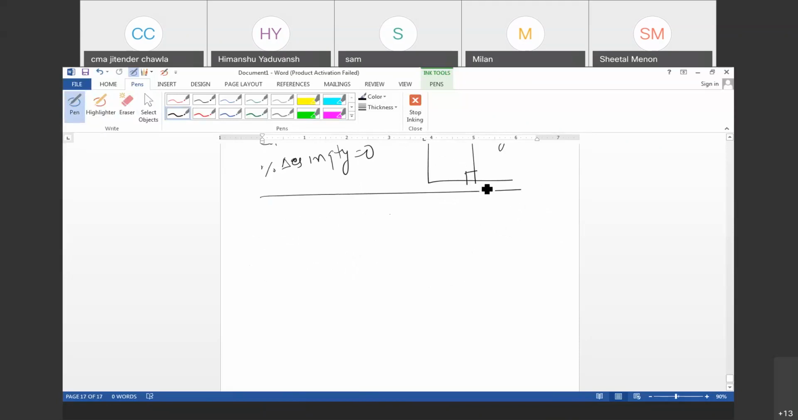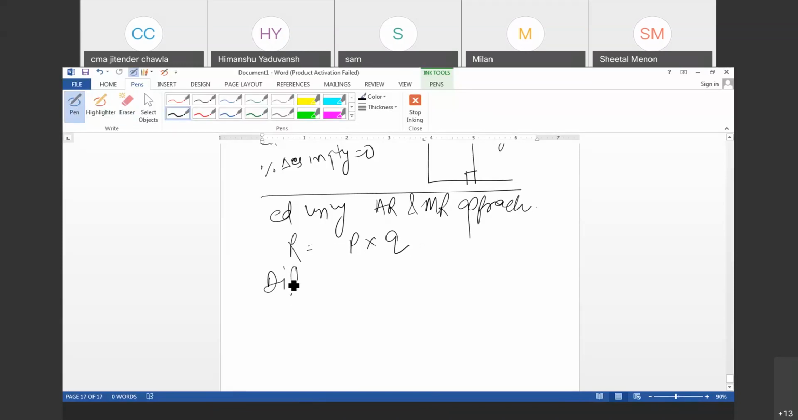Elasticity of demand, ED using the AR and MR approach. Please write this along with me in your notebook. Tell me, what is revenue? Revenue is equal to price into quantity, am I right? Price into quantity. Correct, okay.